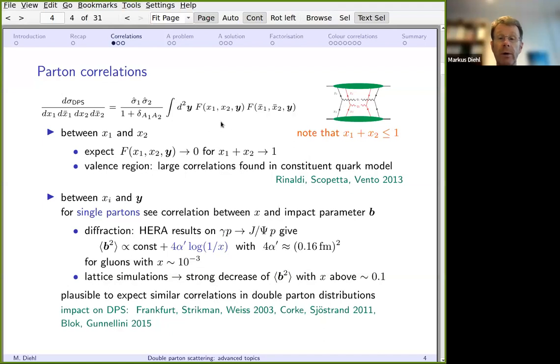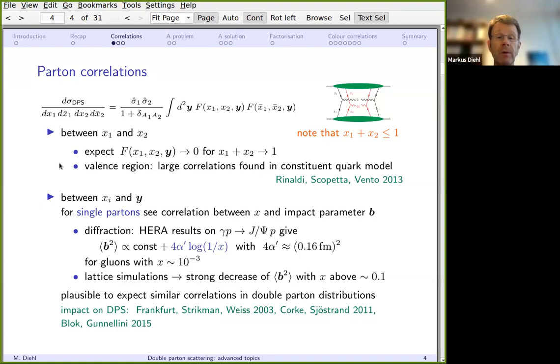If one goes more to the valence region, away from the limit, where each x is maybe around a third, you could try and see what you get in a constituent quark model for the quark-quark distributions. Not surprisingly, people who did that exercise found strong correlations. That's quite clear, because the input in these models is a three-particle wave function. So if you probe two out of the three particles in that wave function, of course you have all the rich correlations that you put into your wave function to start with.